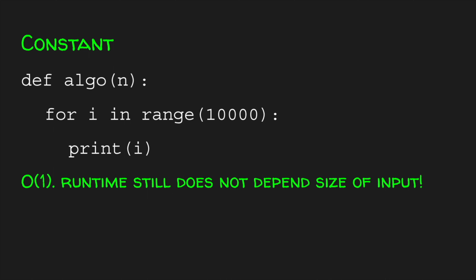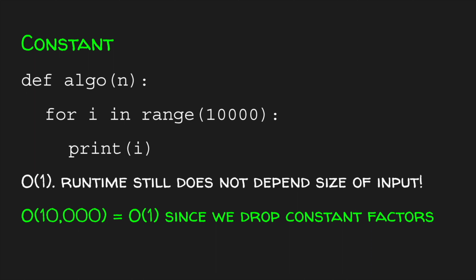Even if we had a billion iterations, the runtime would still be O(1), or constant. Another way of thinking about this is we drop constant factors in big O analysis. So we drop the 10,000 and end up with O(1).